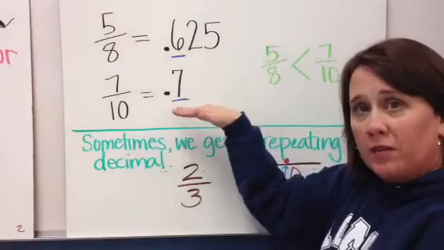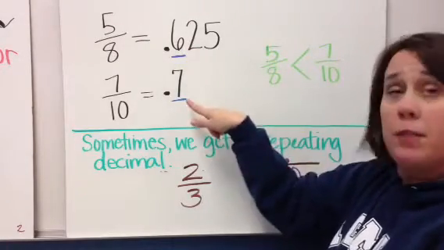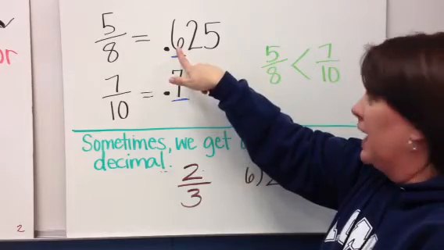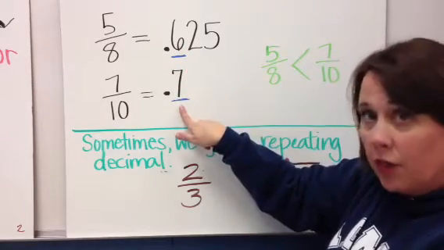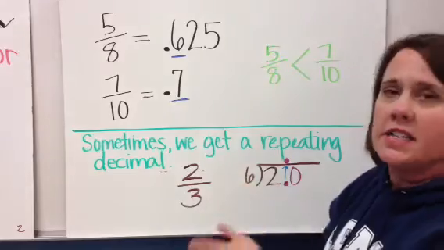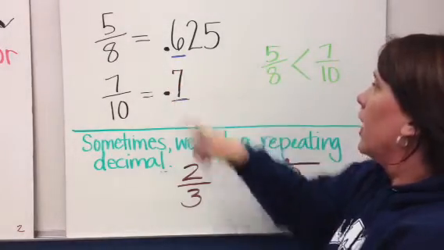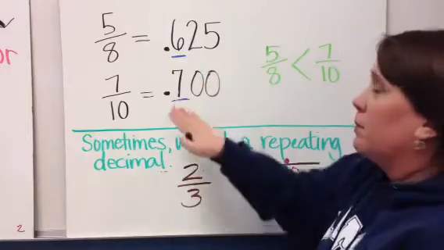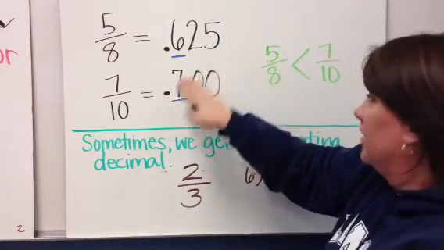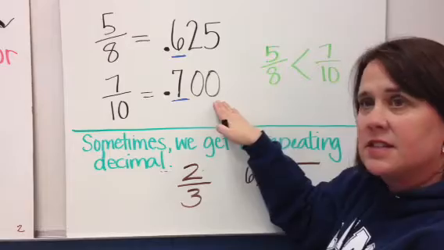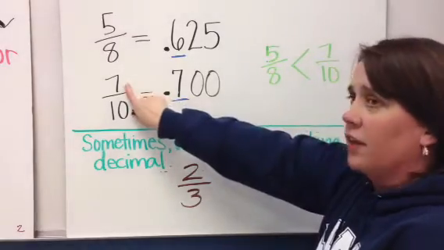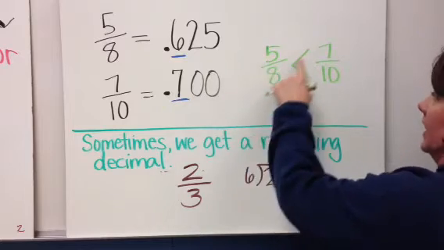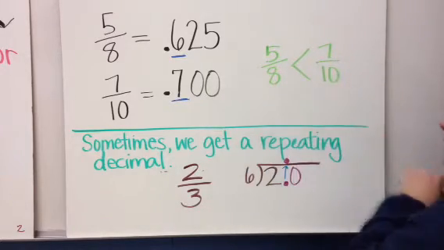Once I have changed my fractions to decimals, I can compare them. There's a 6 in the tenths place and a 7 in the tenths place, and already I can tell that this is the larger value. If you need to add these zeros here, so you can compare 625 thousandths to 700 thousandths to see that 7/10 is the larger fraction. So 5/8 is less than 7/10.